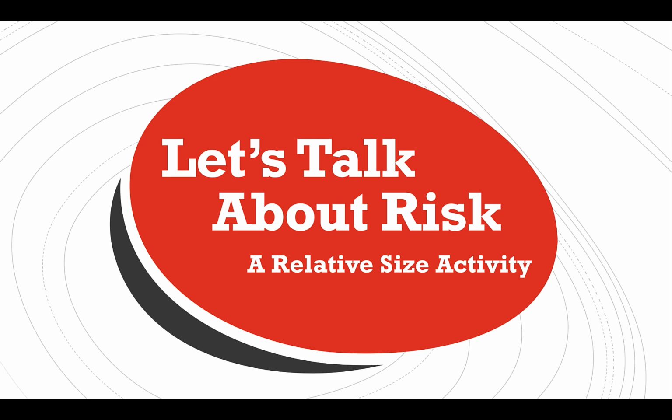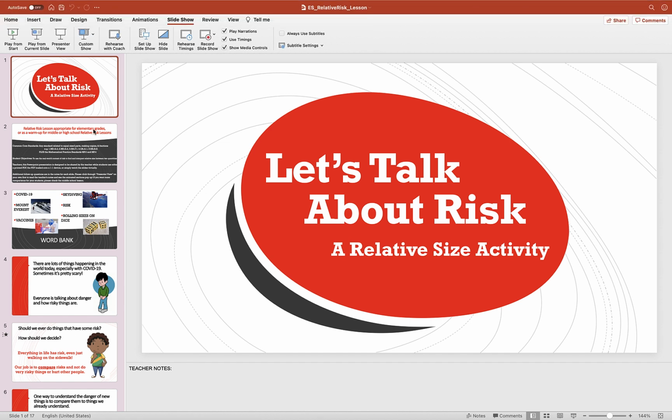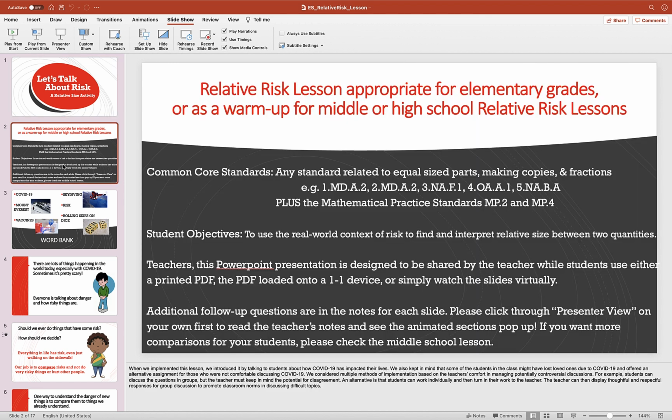This is an introduction to Let's Talk About Risk, a relative size activity appropriate for elementary school students or as a warm-up to other lessons for middle or high school students. So we created these lessons as PowerPoint so that teachers could just open them and use them after briefly reviewing. The first slide has Common Core standards, which go from 1st to 5th grade.